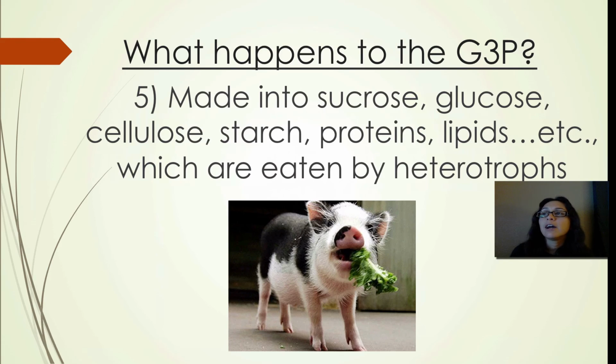And then finally, it can be made into sucrose, glucose, cellulose, starch, proteins, lipids, which are then eaten by heterotrophs. So either part of the plant or the whole plant could actually be eaten by a heterotroph, and that stuff gets passed on. So now what the plant made is becoming part of other living things.